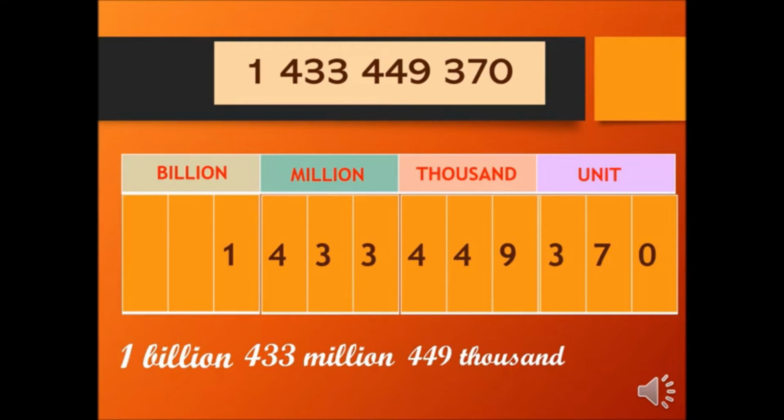And the last group is 370 in the period of unit. But we do not need to read the period's name for unit. All we have to do is just to read the number 370. So let's read now the distance of Saturn from the Sun. We have 1,433,449,370.